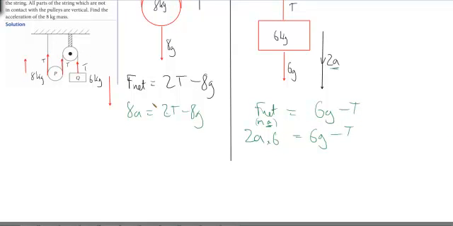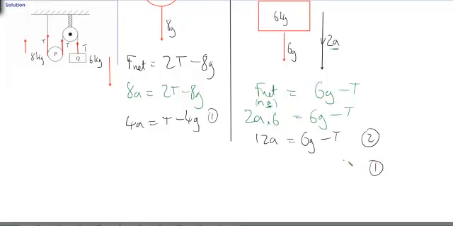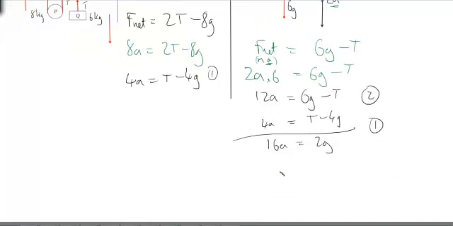A little bit of rearranging there, and we have 12A is equal to 6G minus T, and here we have 8A is equal to 2T minus 8G. So dividing across by 2 for this one, we get 4A is equal to T minus 4G. That's equation 1, that's equation 2. If we add them together, so I'll throw equation 1 over here, 4A is equal to T minus 4G. We'll find that the T's cancel, and we get 16A is equal to 2G, or A is equal to 2G over 16, or G over 8.